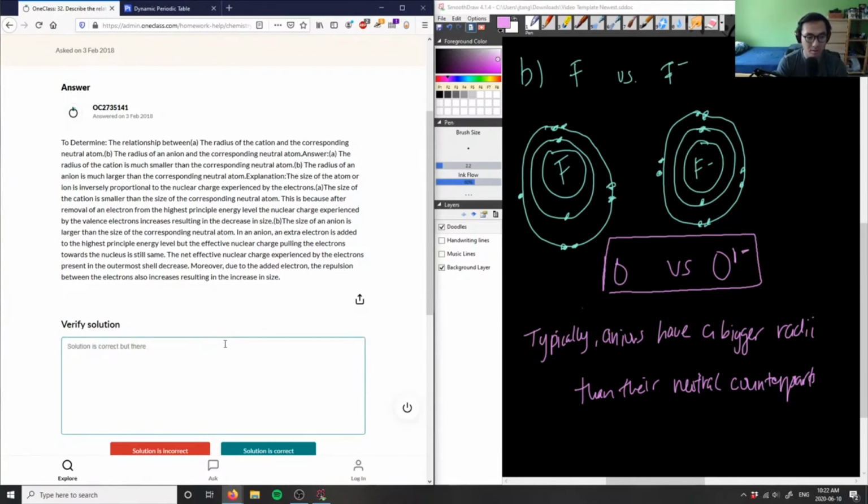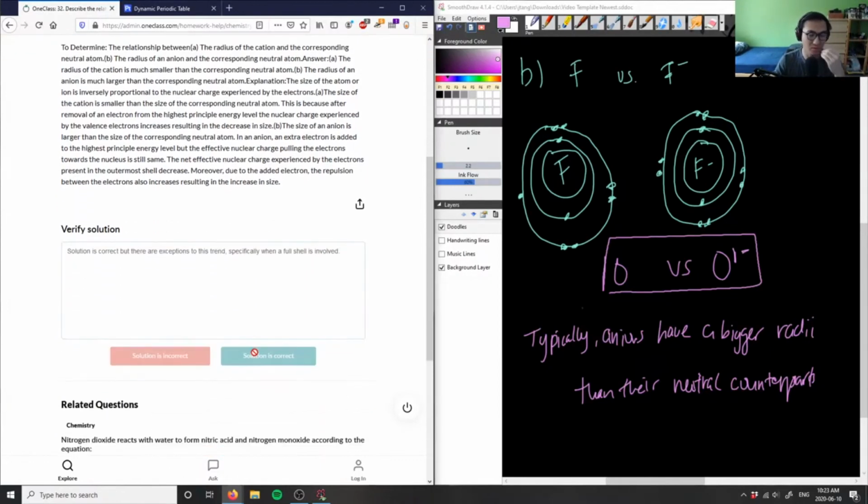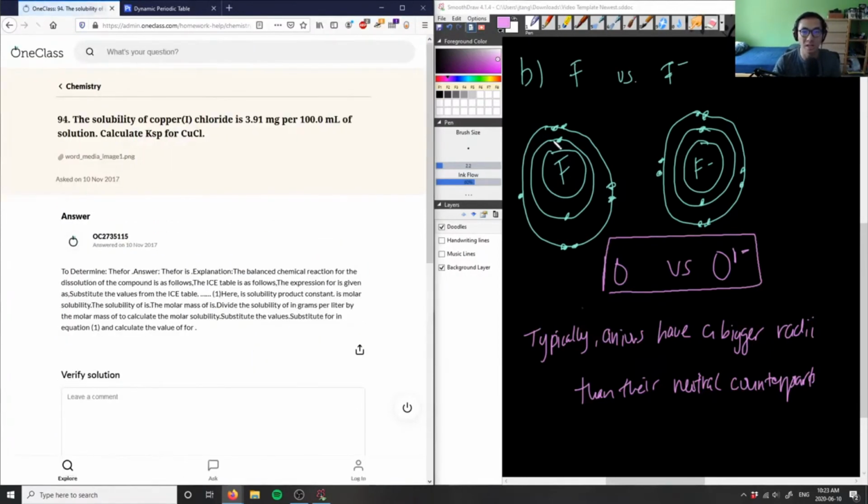But there are exceptions to this trend. So I'm going to say the solution is correct. Again, this is in general. We're talking about a general trend here.